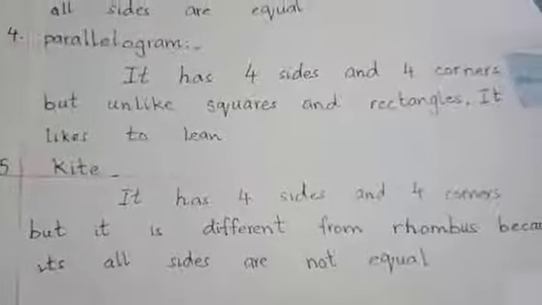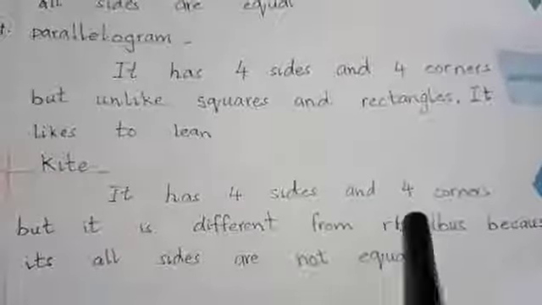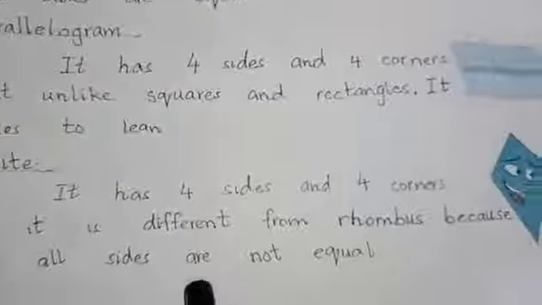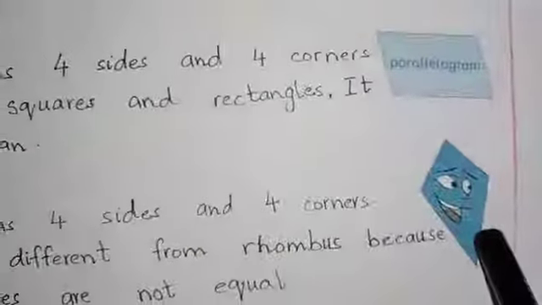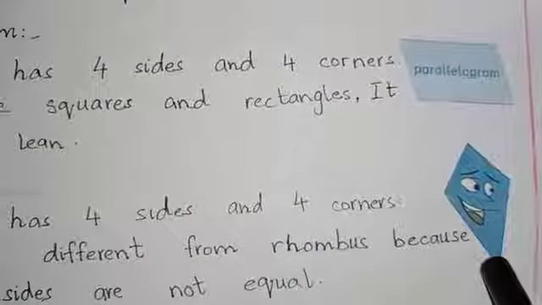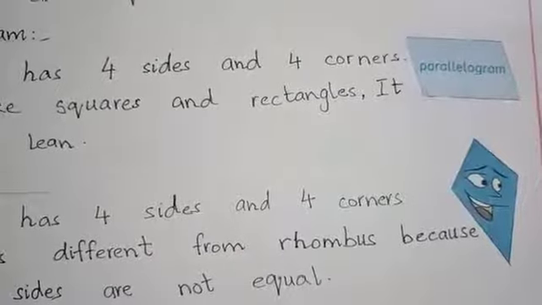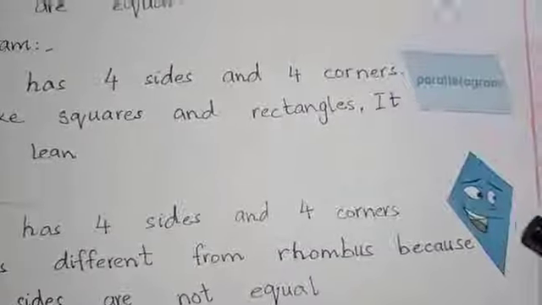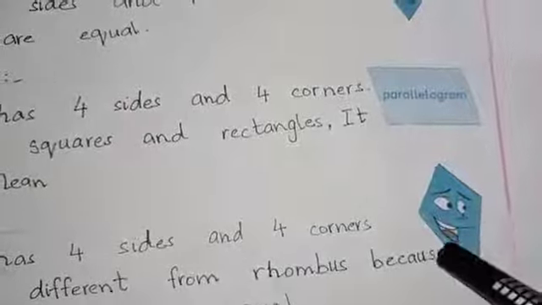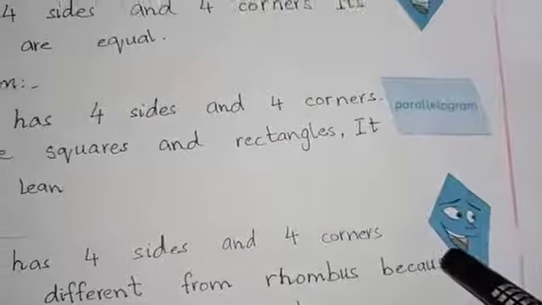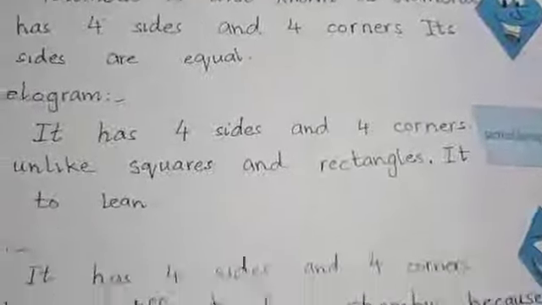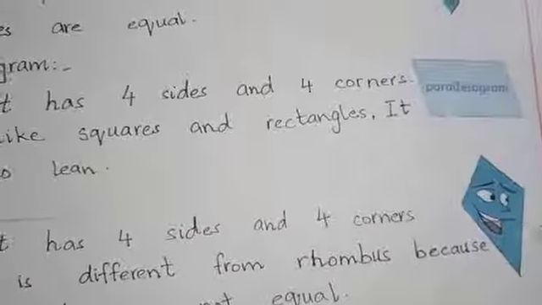Next one is kite. It has four sides and four corners, but it is different from rhombus because its sides are not equal. Look at this. Its all four sides are not equal, so it is different from rhombus or diamond.